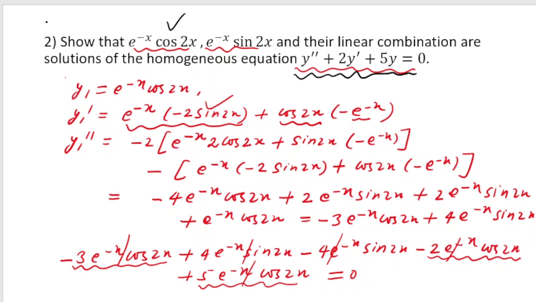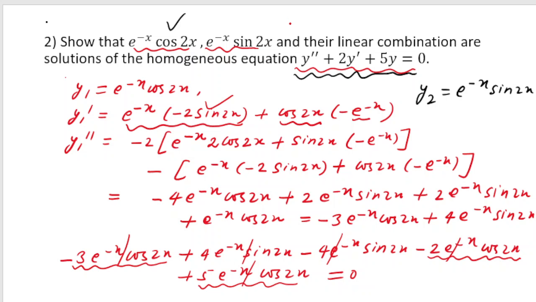Now the next part I am going to leave for you. What is the next part? That you have to take the another solution, that is y2 is equal to e to the power minus x sine 2x, and you have to show that this is also going to satisfy this linear differential equation the way I have done it. You just have to find y2 dash and y2 double dash, and after that you again have to write the linear combination.